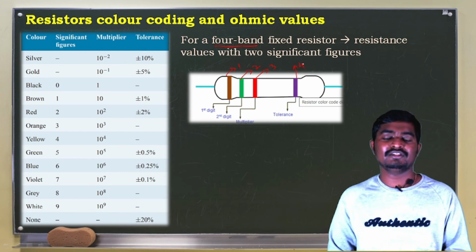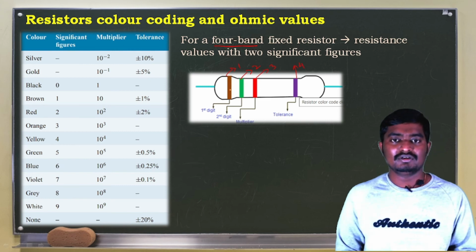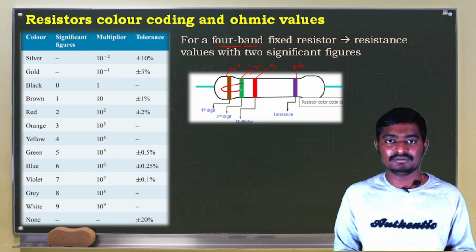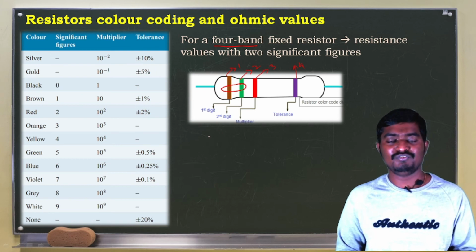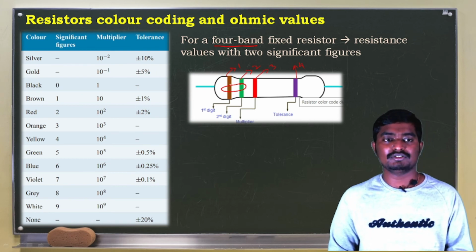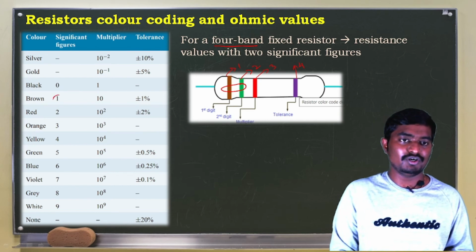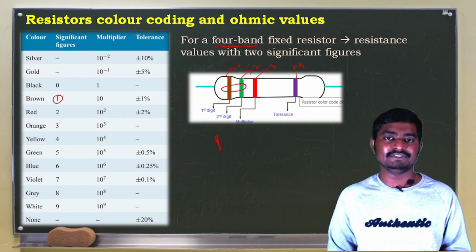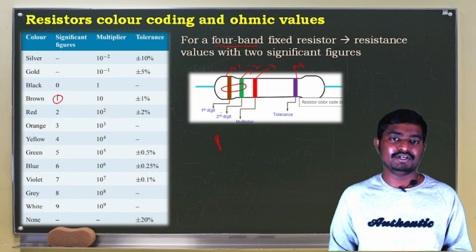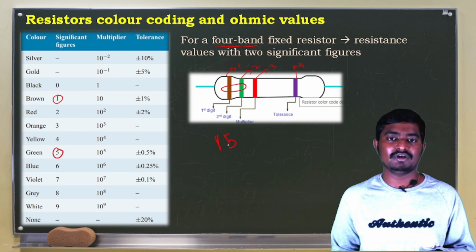So for calculating the value of resistance for this resistor, the first two bands give the significant digits. Band number 1 gives the first digit. It is brown color. For brown color, the value of the significant digit is 1. I have written 1. The second band is green color. Green color also gives a significant digit. So for green, the value of the significant digit is 5. I have written 5.